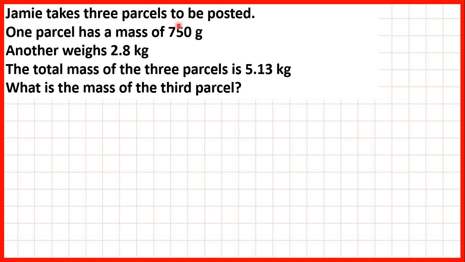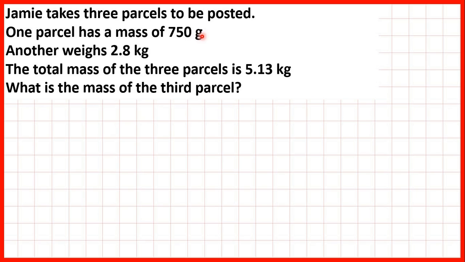Jamie takes 3 parcels to be posted. One parcel has a mass of 750 grams. Another weighs 2.8 kilograms. The total mass of the 3 parcels is 5.13 kilograms. What is the mass of the third parcel? So here we have a mass in grams, but elsewhere in the question we have kilograms. So we need to get our units the same. We need to change 750 grams into kilograms. Remember, there are 1,000 grams in 1 kilogram.